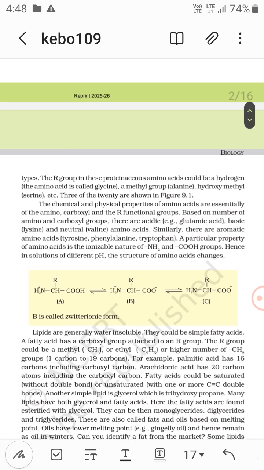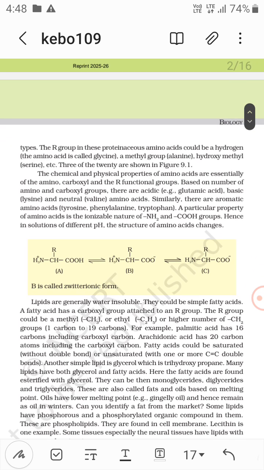Now the chemical and physical properties of amino acids are essentially of the amino NH2, carboxyl COOH and functional R group. Now based on the number of amino and carboxyl groups, there are acidic, that is glutamic acid, basic, that is lysine, neutral, that is valine amino acids.